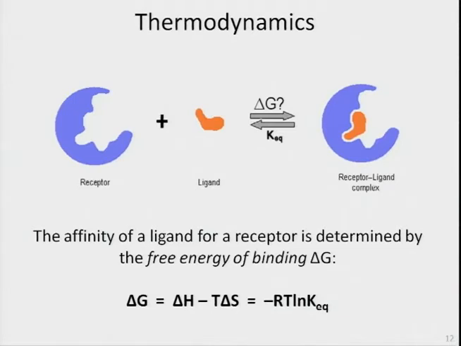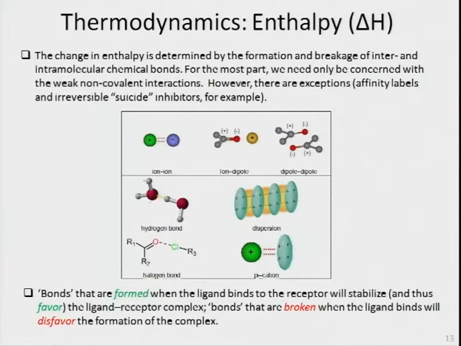And that can be written delta G equals delta H minus T delta S, where delta H is the change in enthalpy, and delta S is the change in entropy. Delta G is also equal to minus RT ln K, where K is the equilibrium constant. The equilibrium constant tells you how much of the product you have, which in this case is the receptor-ligand complex, versus the individual dissociated components.